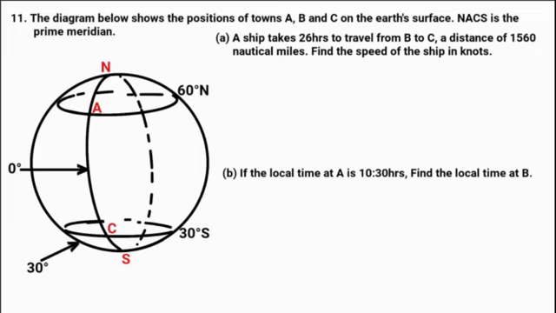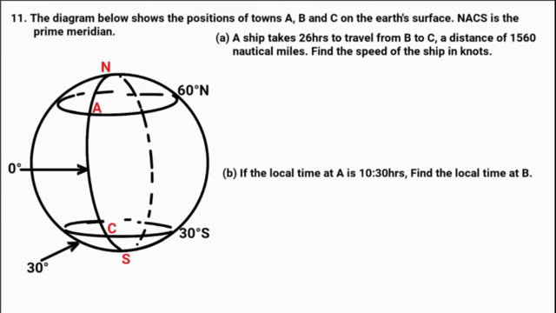Okay, so question 11 was as follows. The diagram below shows the position of towns A, B, and C on the Earth's surface. A and C are on the prime meridian. A ship takes 26 hours to travel from B to C, a distance of 1,560 nautical miles. Find the speed of the ship in knots.